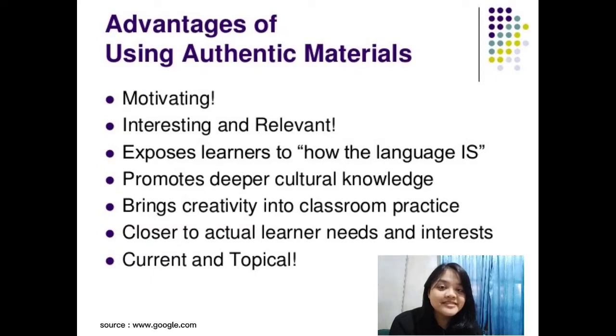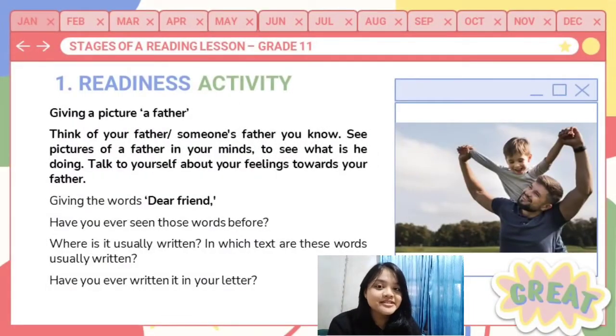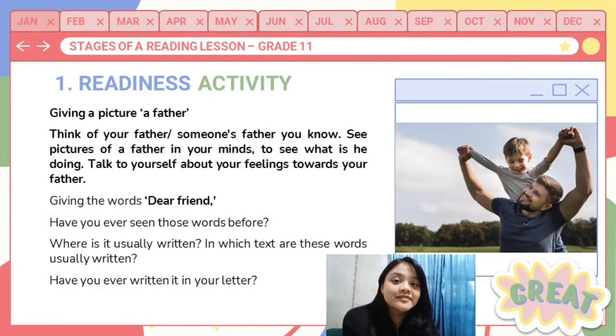Before we go to the authentic text, there are 6 stages to teach a reading lesson. First of all is readiness activities. Before going to the authentic text, I will provide the students a picture in the readiness activity. In this activity, I want the students to activate their readiness by activating their curiosity and motivation before going to the authentic text. So I will provide them a picture of a father, because the authentic text that I will use is a letter from a father to his son.